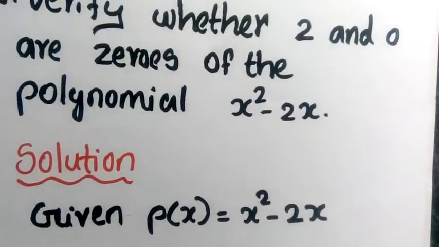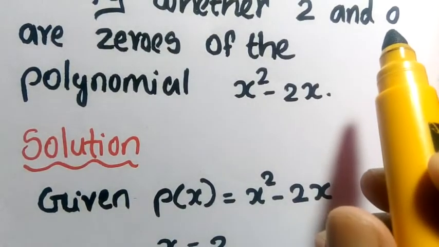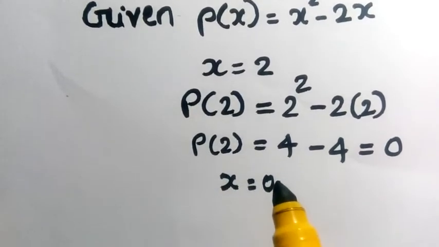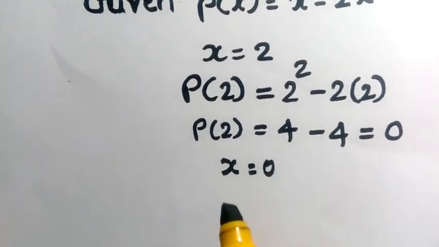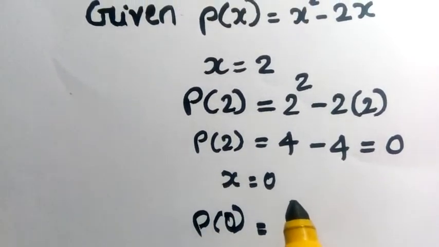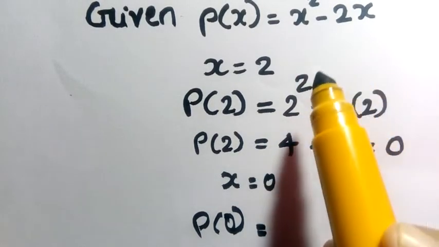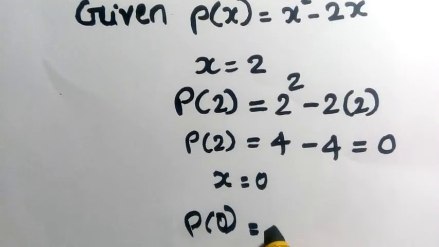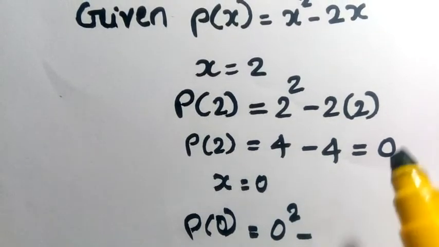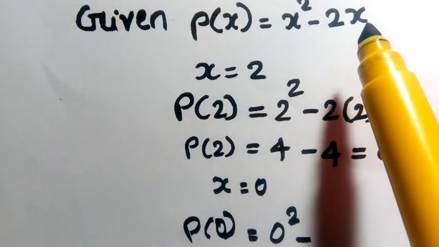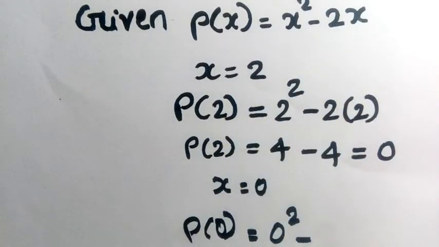We have one more value for the variable x, that is 0. So let us take x equal to 0. So we need to find P of 0. P of 0 is equal to, our polynomial is x square minus 2x. So we need to substitute 0 instead of x. So 0 square minus 2 into 0. What is 2 into 0? 2 into 0 is 0.